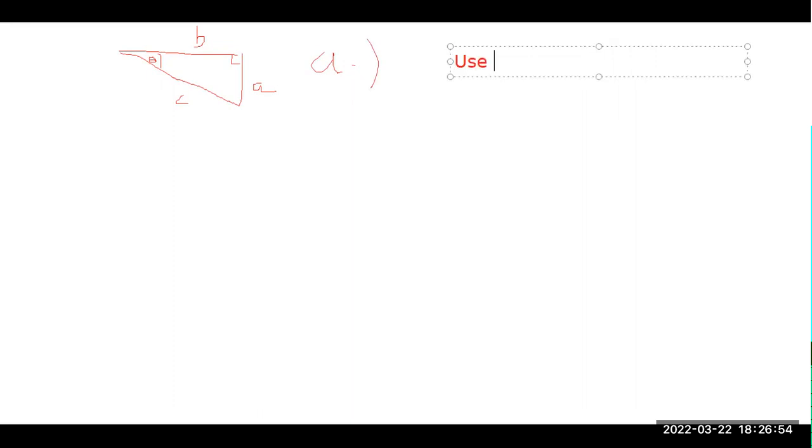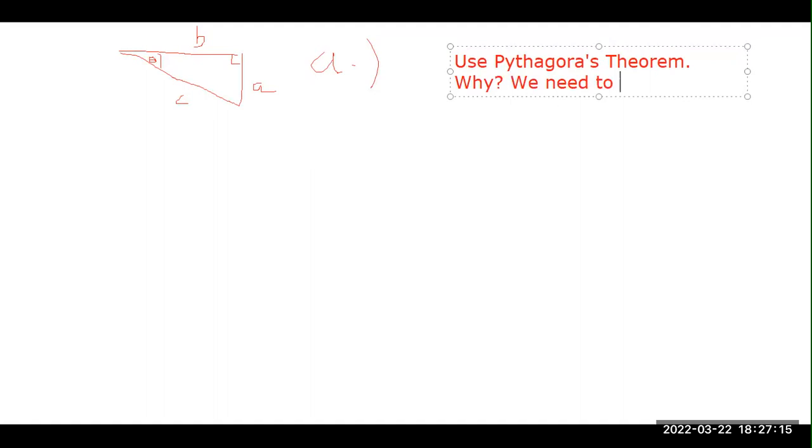So I'll put a note here so we can follow. I spelled it wrong. Pythagoras' theorem. Right? And why are we using it? We need to find C, the length of side C, and we are given the length of the other two sides. So once you need to find a length and you're given the other two, what you can do is use Pythagoras' theorem.